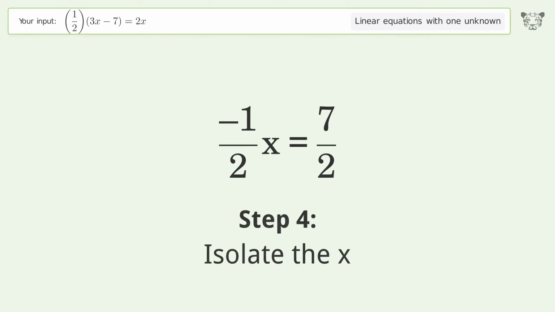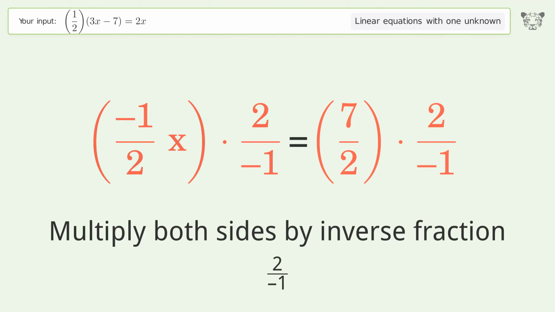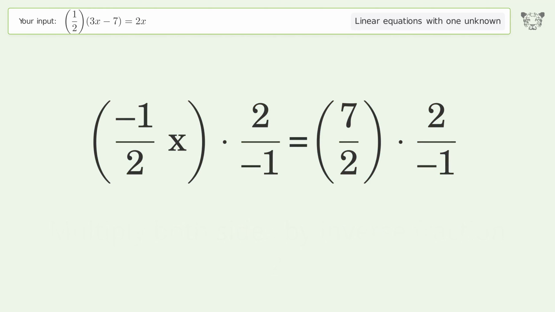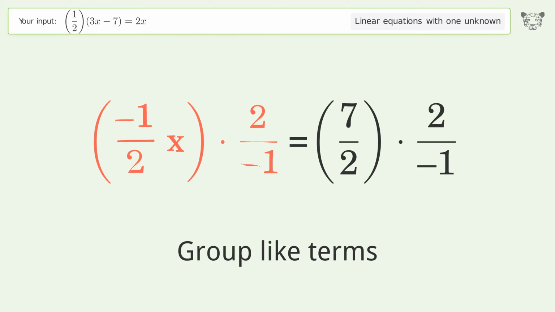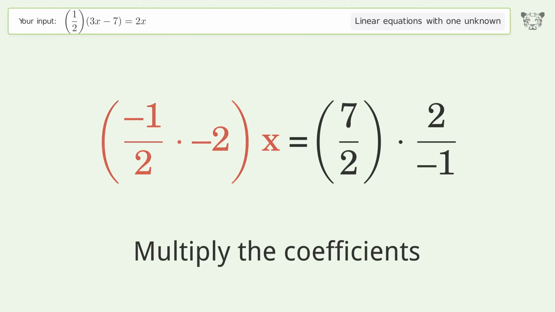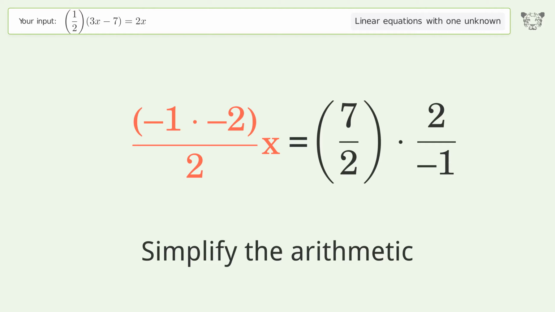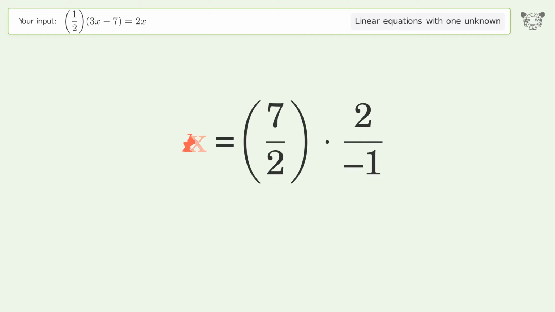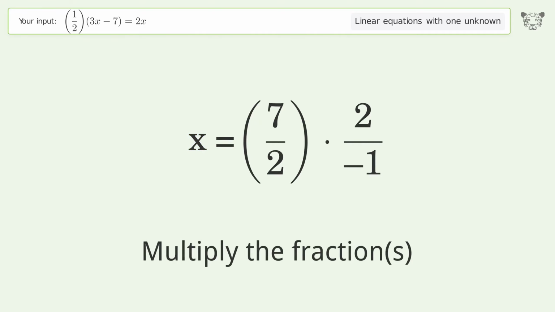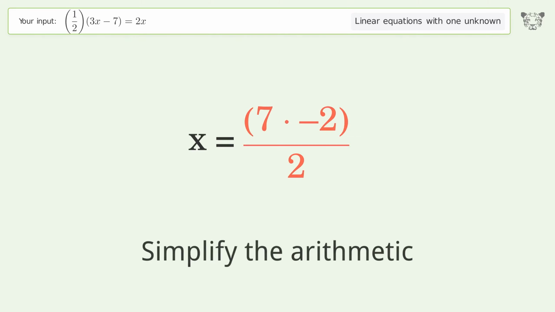Isolate the x. Multiply both sides by inverse fraction 2/(-1). Group like terms. Multiply the coefficients. Simplify the arithmetic. Multiply the fractions. Simplify the arithmetic.